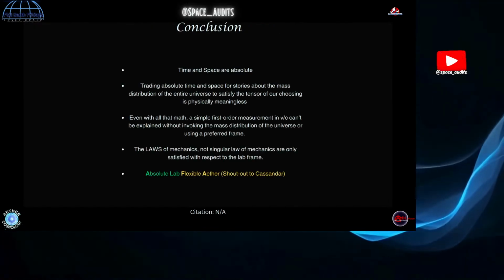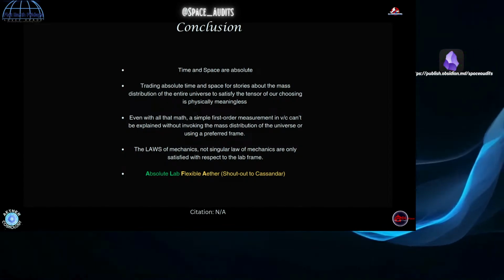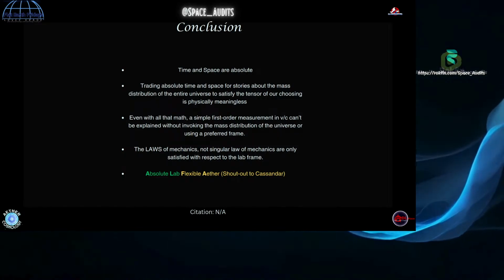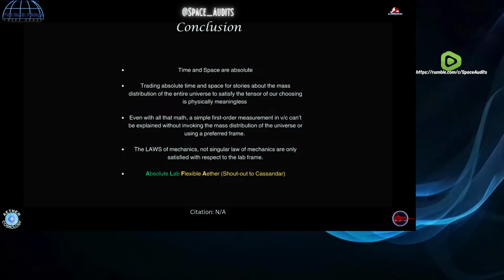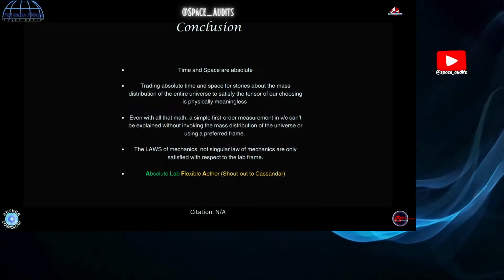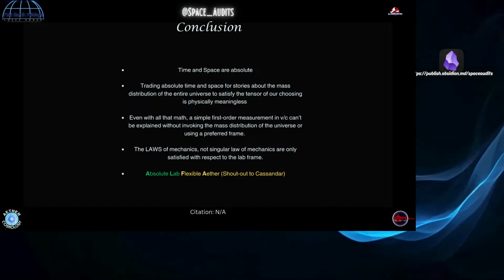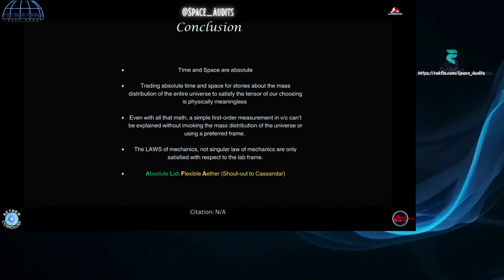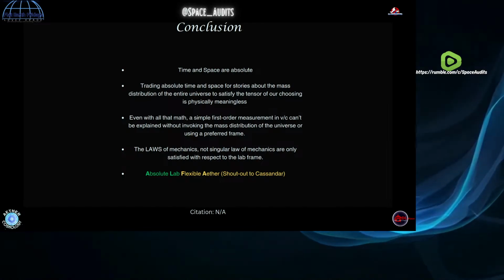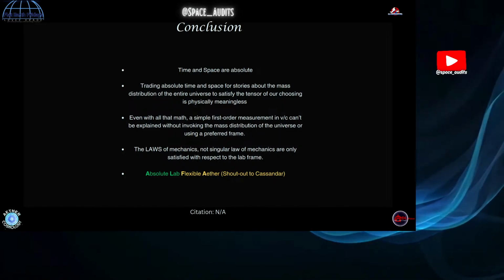What are our conclusions? Time and space are absolute. Creating time and space for stories about mass distribution of the universe to satisfy tensor calculus is physically meaningless. We have first order measurements at non-relativistic speeds showing that the speed of light measures linear motion. In scenarios where relativity predicts the opposite, we have measurements that contradict the proposal of relativity of simultaneity being able to explain the desynchronization of the interferometer as it rotates.